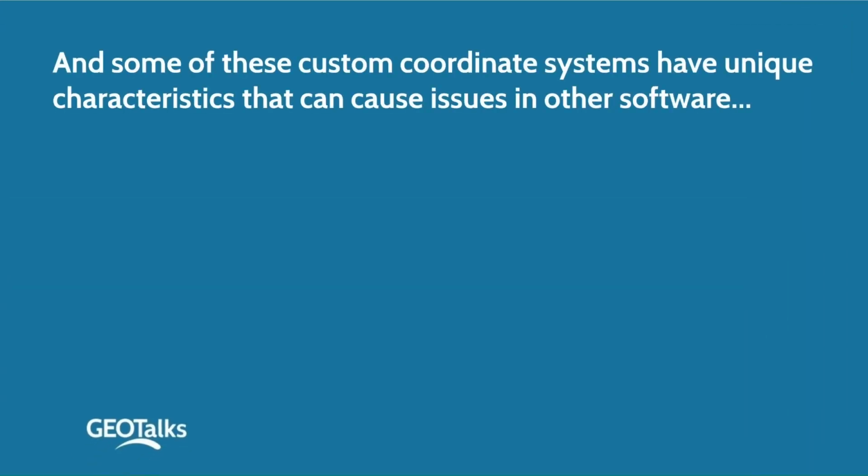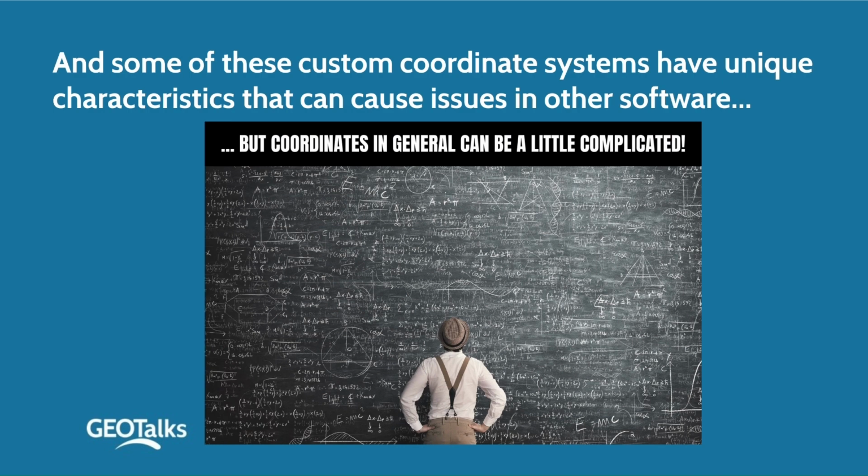And with some of these older ones, especially older custom coordinate systems, they have unique characteristics that can cause issues in other software. But coordinates in general can be a little complicated. See, with our work, because what we do is physical, we build on the ground, we extract the physical resource, we have all kinds of professionals and teams using geospatial data, and they aren't necessarily geospatial professionals. So things like datums, projections, elevations can be a little tricky.